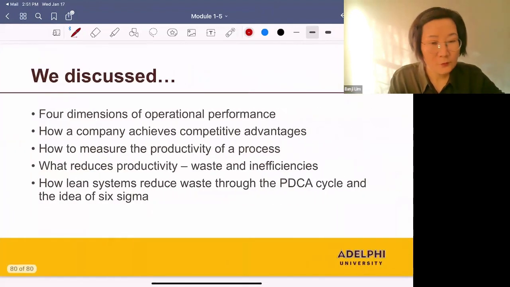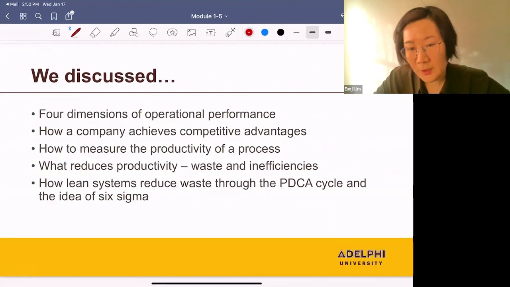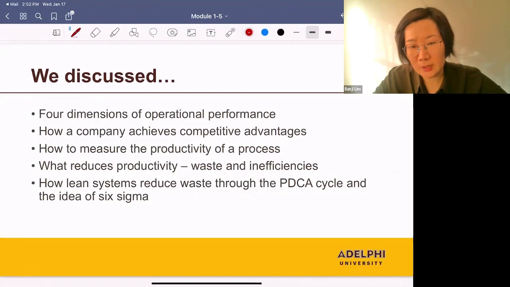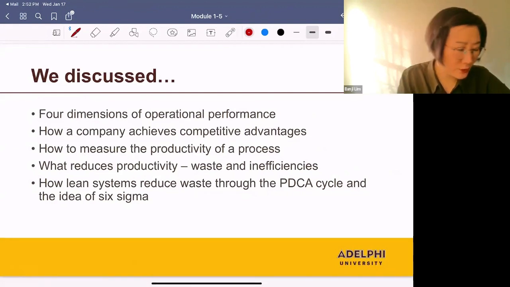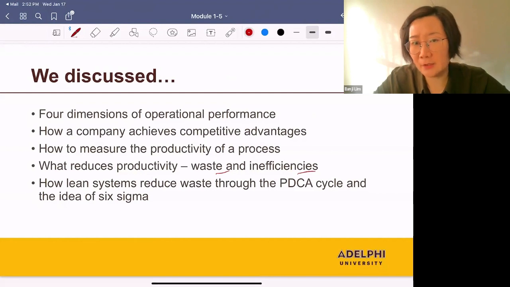To summarize, we talked about the 4 dimensions of operational performance. We also talked about how a company achieves competitive advantages through cost leadership and differentiation. We learned how to measure the productivity of a process, and we talked about what reduces productivity: waste and inefficiencies. And finally, we discussed how lean systems reduce waste through the PDCA cycle and the idea of Six Sigma.